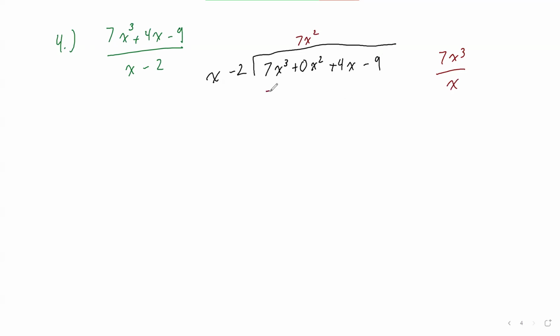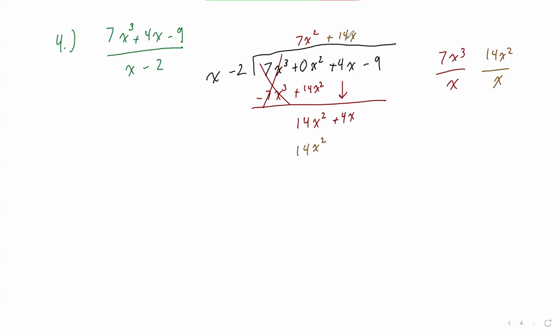7x squared times x is 7x cubed. 7x squared times negative 2 is negative 14x squared. Then I would change their signs, so that would go away, and this would become 14x squared. Drop down your positive 4x and repeat. So now I get 14x squared divided by x. So that would give me plus 14x. Now repeat. 14x times x is 14x squared.